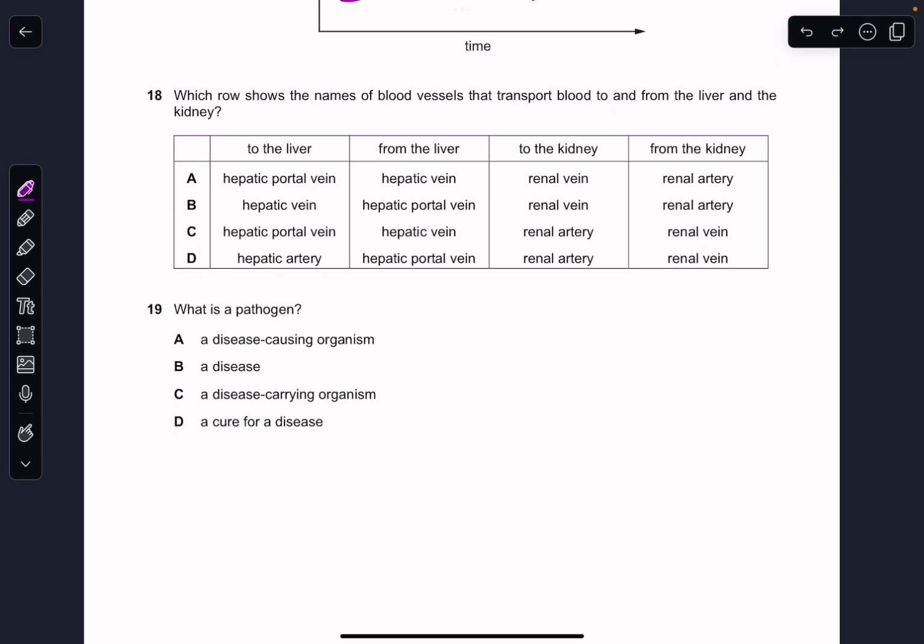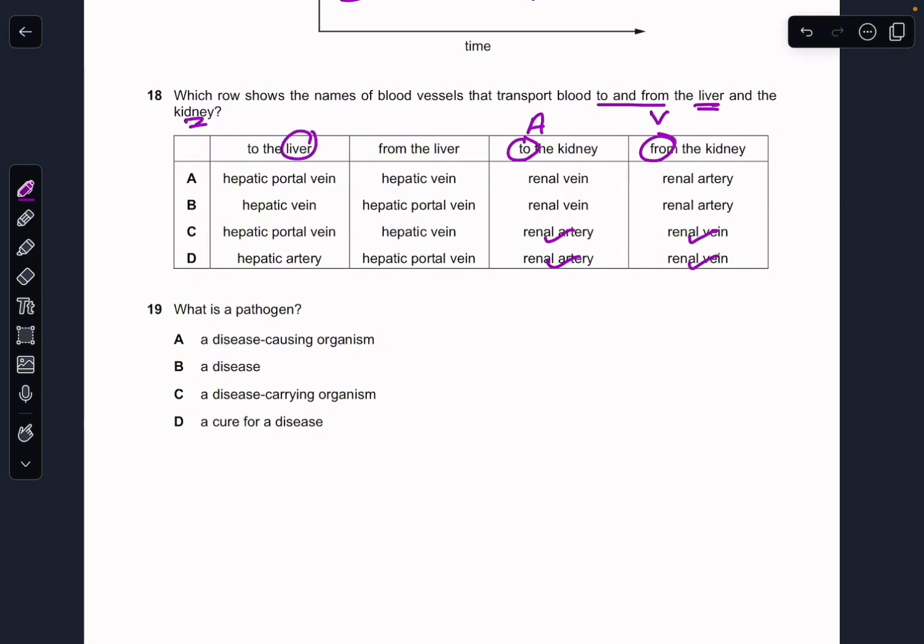Which row shows the name of the blood vessels that transport blood to and from the liver and the kidney? Now, to the kidney is always going to be an artery, and from the kidney is always going to be a vein. And it is going to be renal. So, renal artery, renal vein.